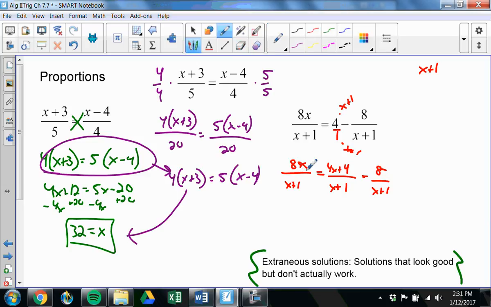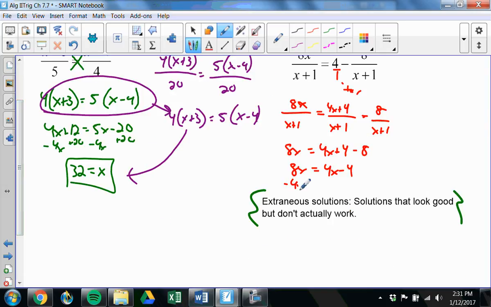Okay, when I solve this, I can drop all the denominators because they're all the same. So I get 8x equals 4x plus 4 minus 8. I simplify, so 8x equals 4x minus 4. I subtract 4x from both sides, and that gets me 4x equals negative 4. I divide both sides by 4, and I get x equals negative 1.